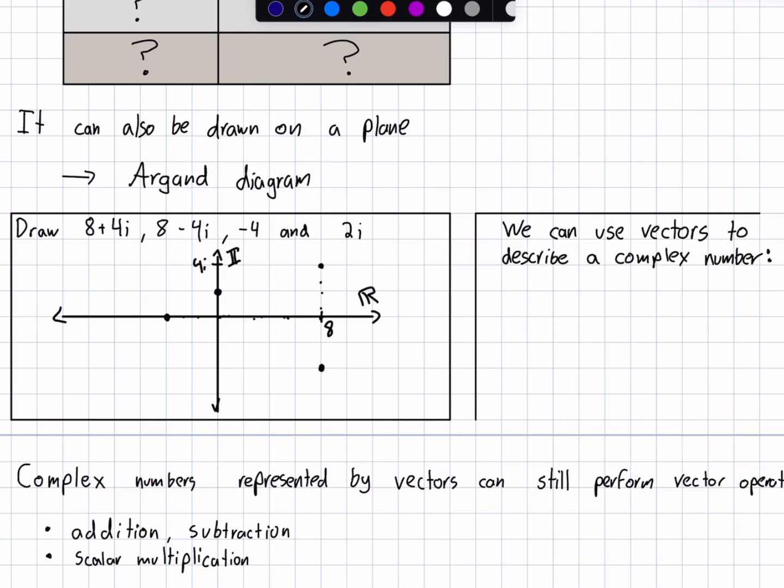Now, you'll notice that if you connect the origin point, or the 0, to the complex number, you will get a vector, but more on that later on. With these complex number vectors, we can do some interesting things.